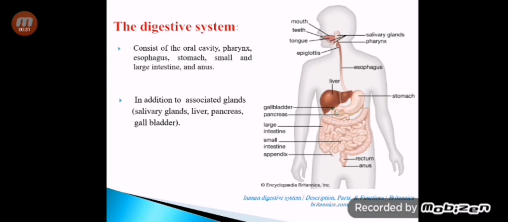The digestive system consists of the oral cavity, pharynx, esophagus, stomach, small intestine, large intestine, and the anus, in addition to the associated glands that include the salivary glands, liver, gallbladder, and pancreas.